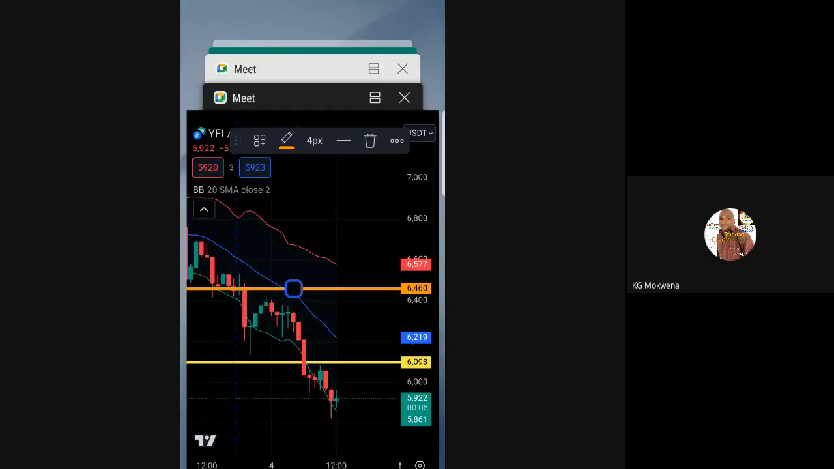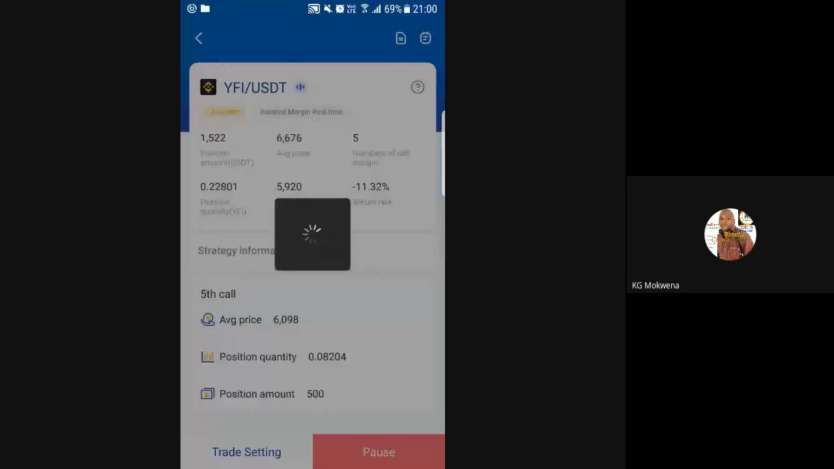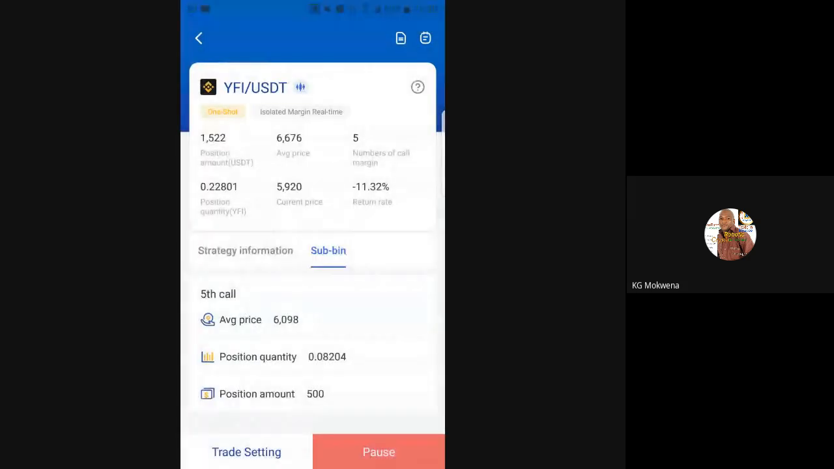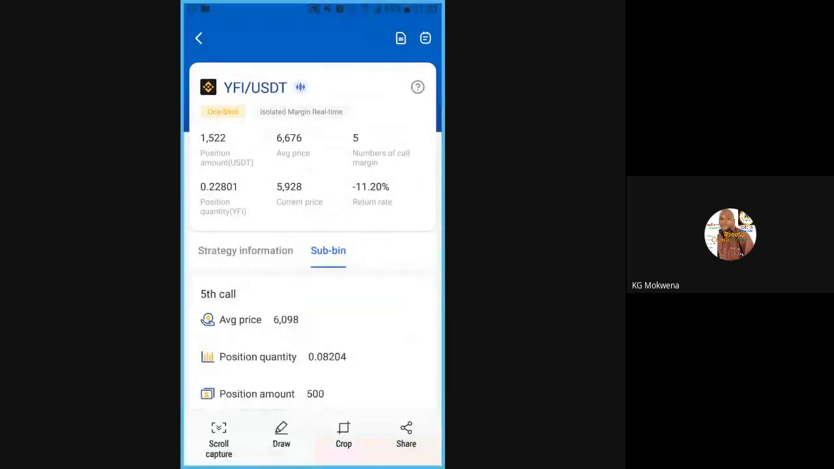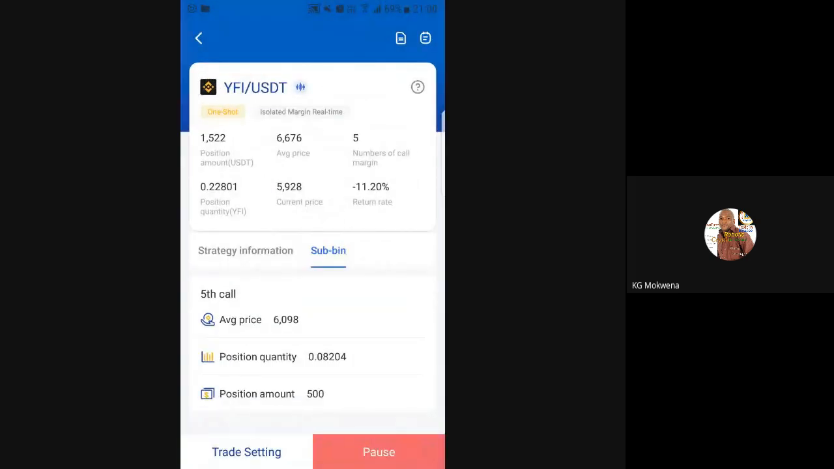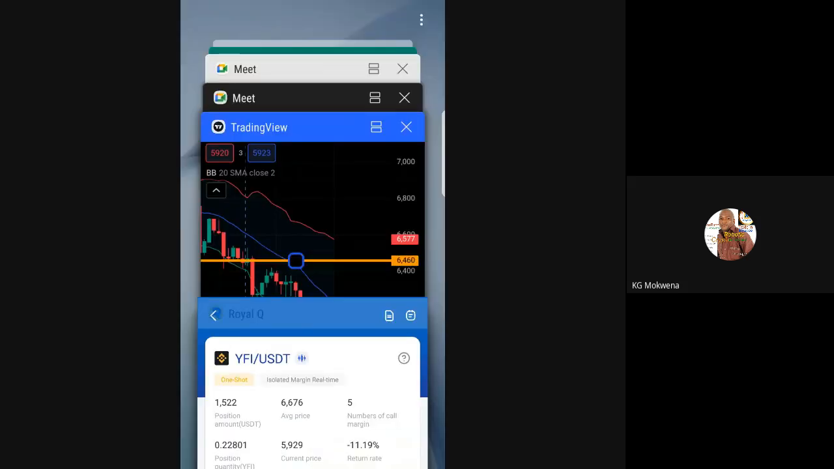Again, let's remind ourselves. You can see for the whole position, the price there is 6,076. And you can see, business partners, that this market has just been static. It's not really moving much. Such things happen in trading. Now, I hope you can see there that the average price on top there is 6,676. Now, let's go and place it.